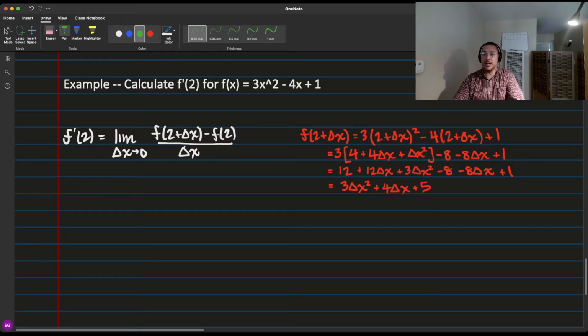Oh, yes. I see what you're saying. Yes, because there's no 2 there. Yeah, this should be... Okay, so let's erase those and come back and fix them. This should just be 4 delta x, so 12 delta x minus 4 delta x is 8 delta x. Thank you for catching that.